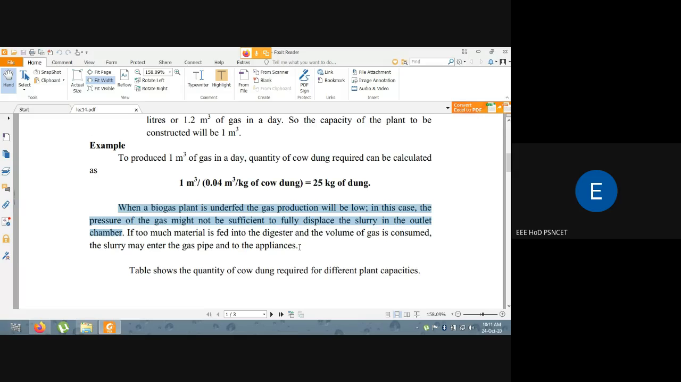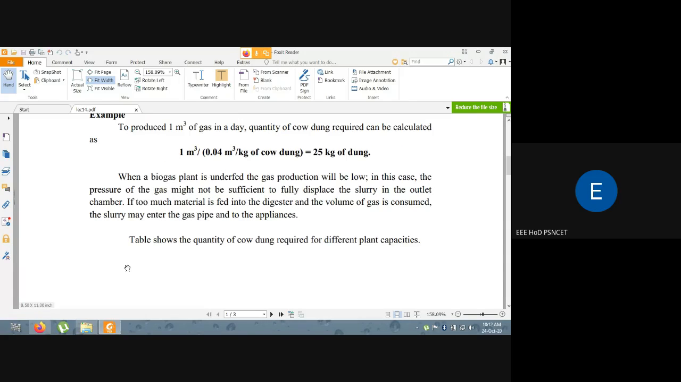It will overflow and it will reach the gas tubes also. So the size of the biogas digester chamber and the amount of dung we are going to feed into the chamber should be calculated as per the given regulation. So we should follow this regulation to find out the amount of cow dung and the size of the digestion chamber. So this is a formula. It should not be lagging and it should not be leading. That means underfed should not happen, and it should not be too much either. Okay, that's the thing.